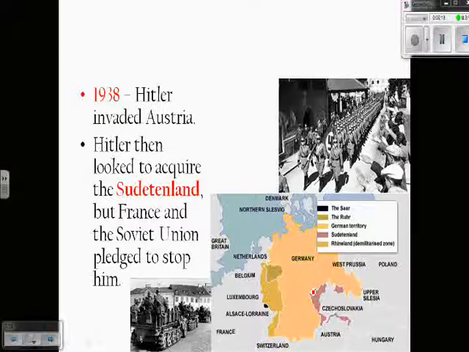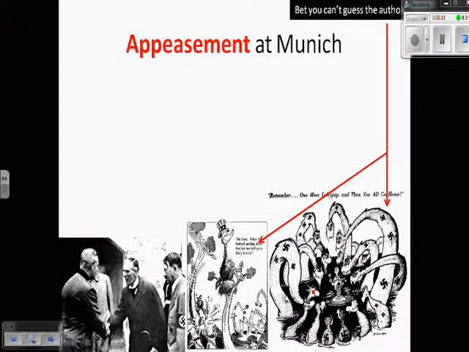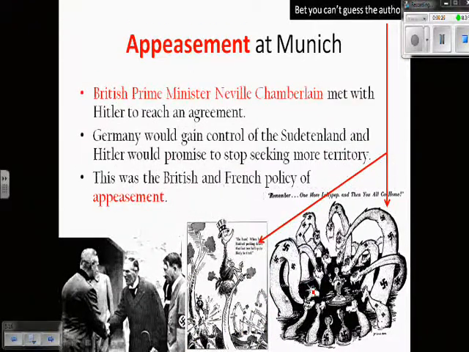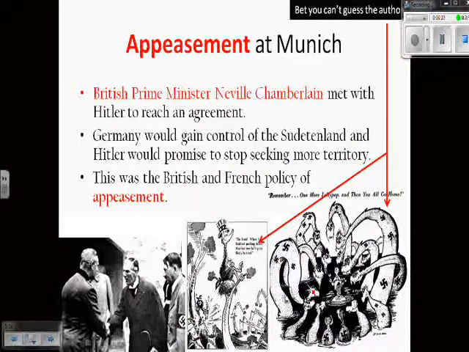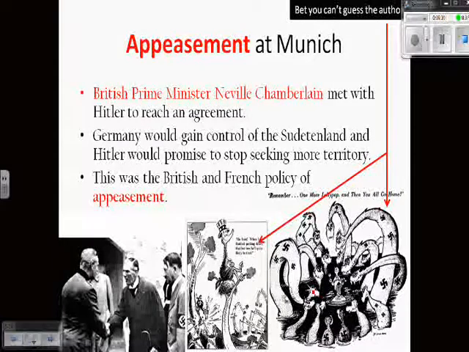So when he set his goals out to take that, France and the Soviet Union pledged to stop him. That didn't stop him. He marched in and took it anyway. He marched in and took Austria. Now we're looking at the Sudetenland.